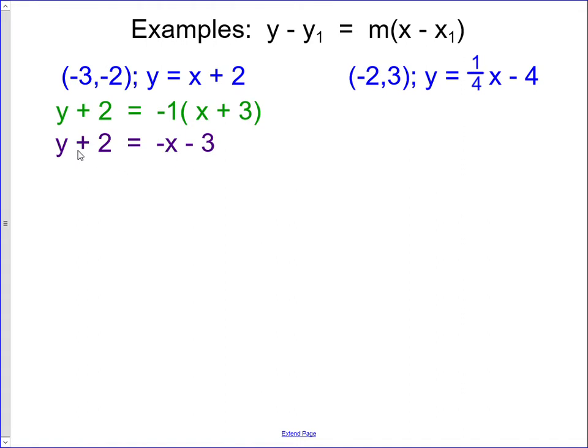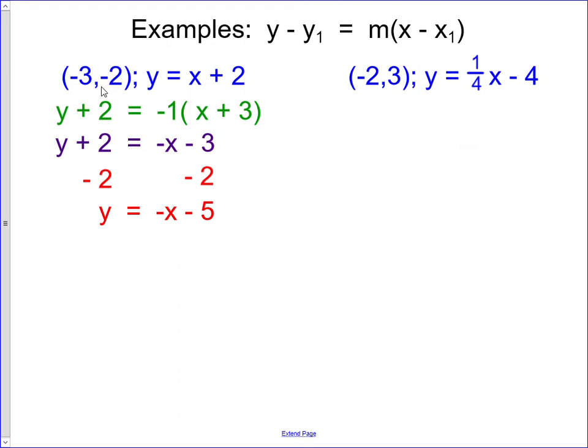We need to isolate y. To do so, we need to undo what they're doing. They're adding 2. The inverse of adding 2 is subtracting 2. When we do, that cancels out, leaves y by itself, and we have y = -x - 5. So we have opposite reciprocal slopes, 1 and -1, and we pass through the given point (-3, -2).